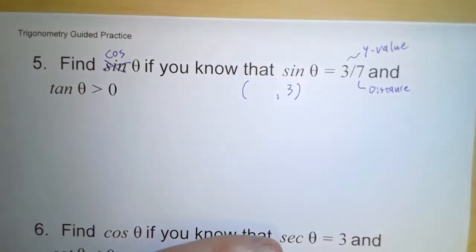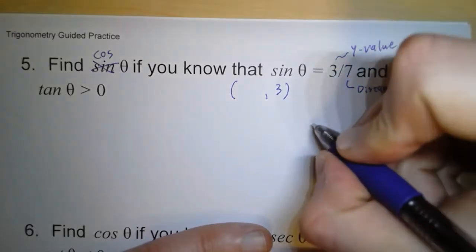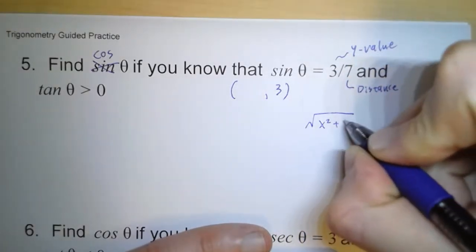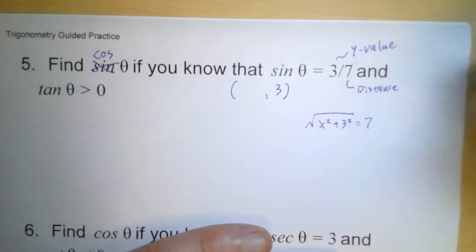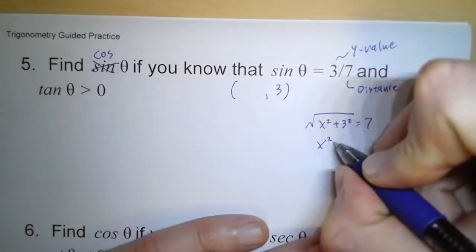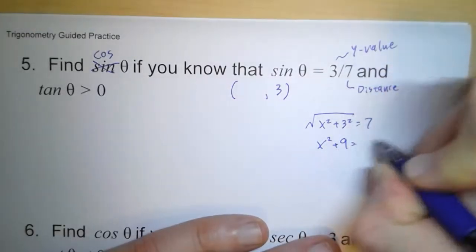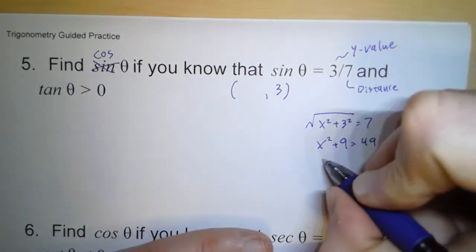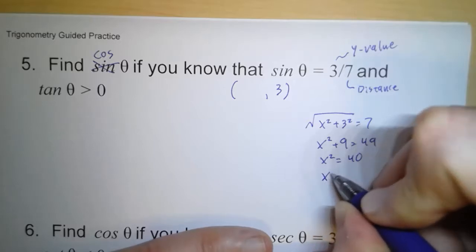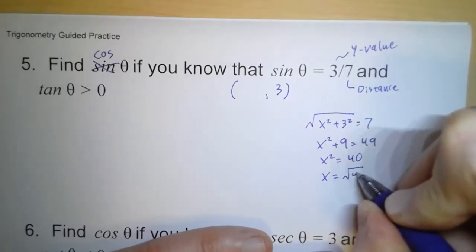So what is that x value? Well, let's see. If I take the square root of x squared plus 3 squared, that's going to give me 7. All right, well, I can solve for x here, and that'll tell me what the x value could be. So if I square both sides, I get 49 over here. So x squared equals 40. So x equals square root of 40.